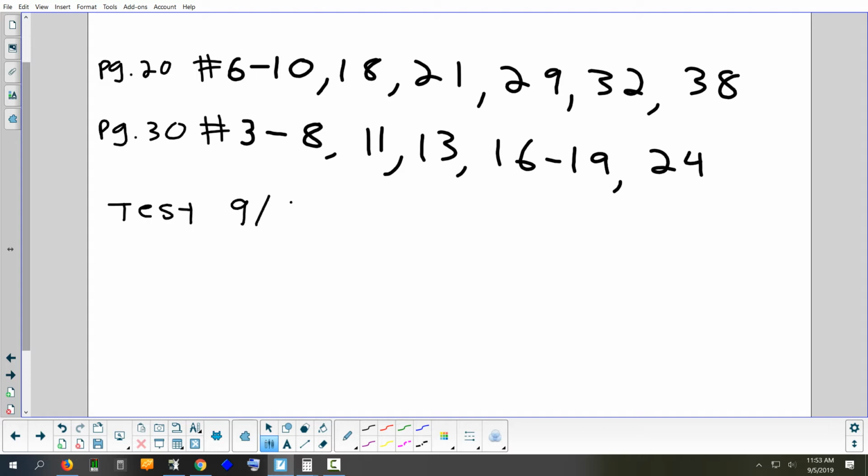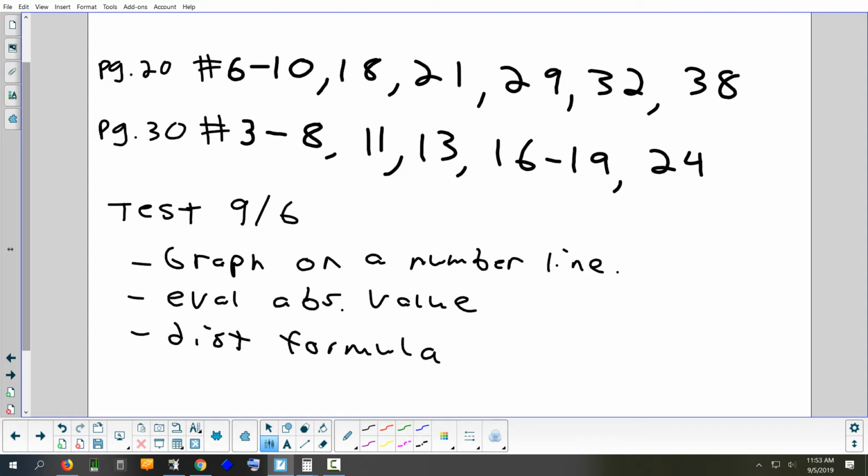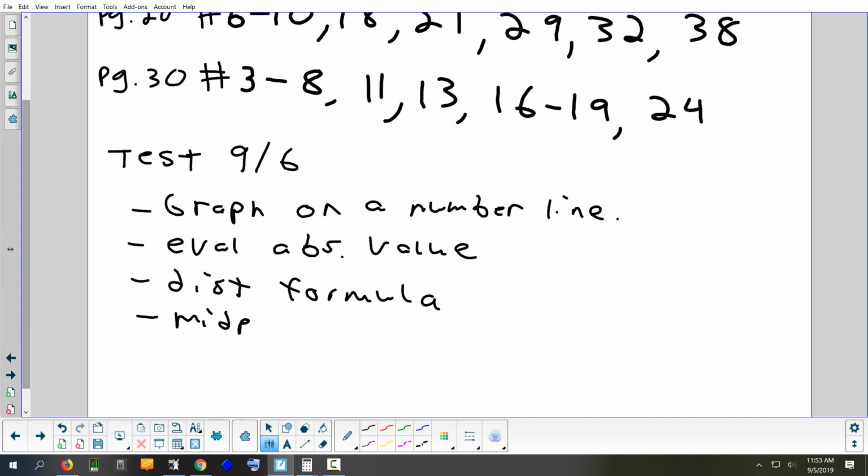Alright, so the test tomorrow. Alright, so things you want to make sure you know how to do. Graph on a number line. That means the open circle, closed circle, bracket, parenthesis stuff. You should know how to evaluate absolute value. So if I said, like, what's the absolute value of -7? 7, right? You should know how to do simple absolute value problems. Distance formula. That's the formula that's based on Pythagorean theorem. Midpoint formula.